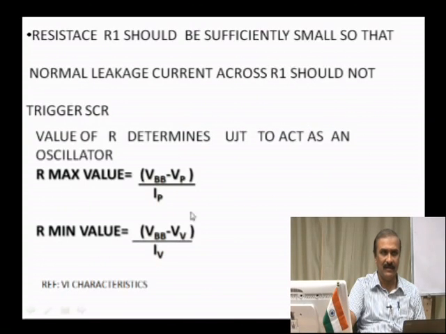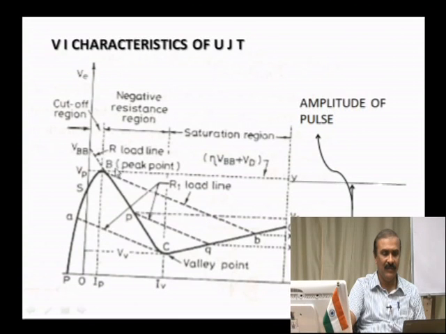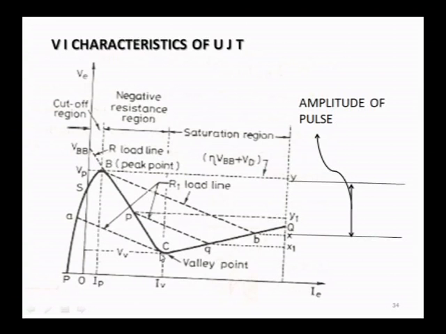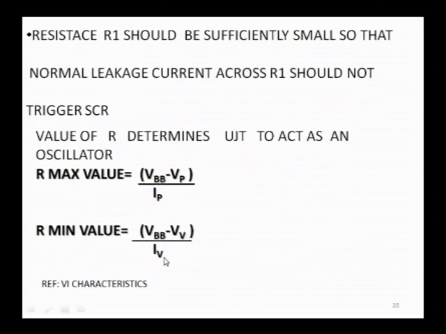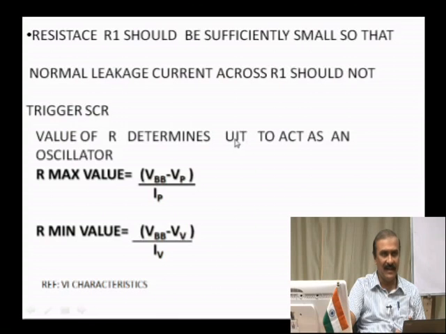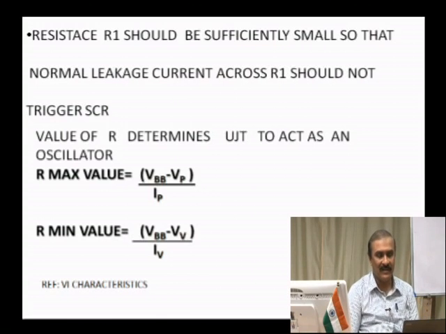And the minimum value of resistance comes from this equation. It is only Ohm's law, and you can remember these things from the graph: VBB minus VV by IV, where IV is the valley current. So, this will decide the maximum and minimum values of R. The value of R determines whether the UJT acts as an oscillator. If you do not design this value or if you do not use the correct value of resistance, your UJT will never act as an oscillator and you will have trouble producing these oscillations.